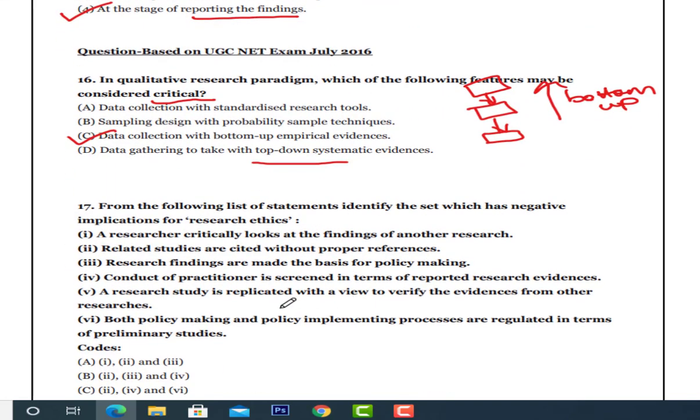The next one: from the following list of statements, identify the set which has negative implications for research ethics. So which has the negative implications for research ethics? The first one: a researcher critically looks at the findings of another researcher.